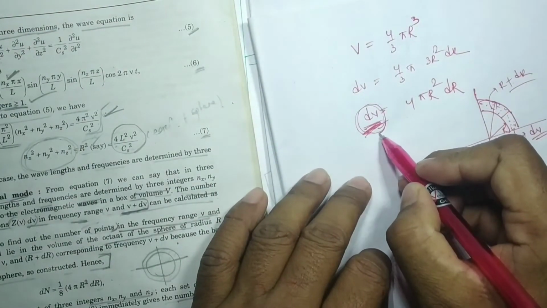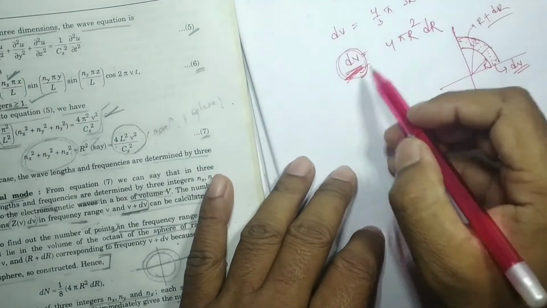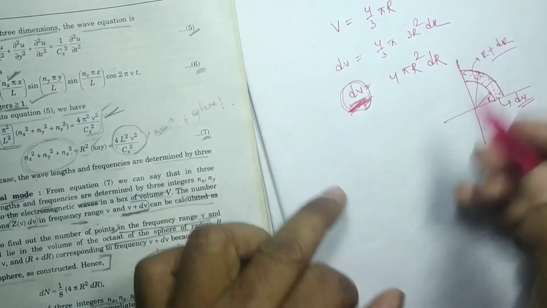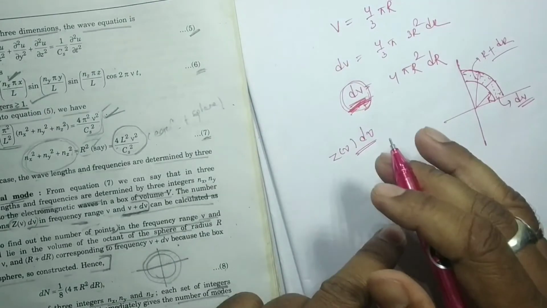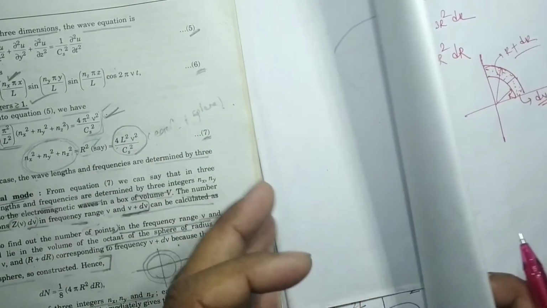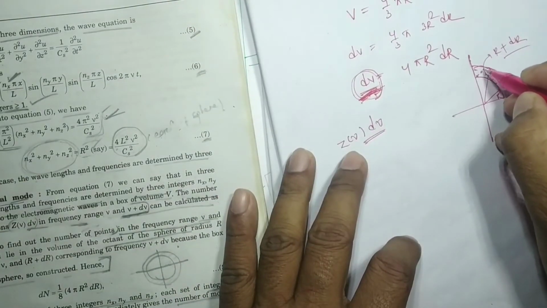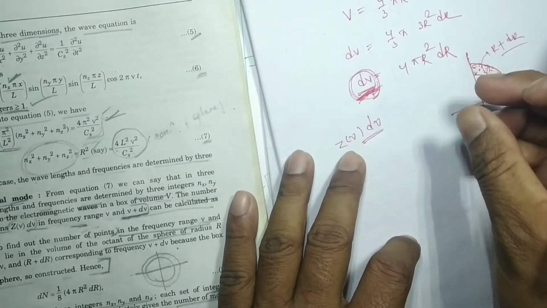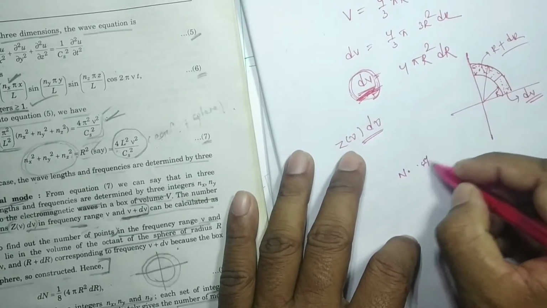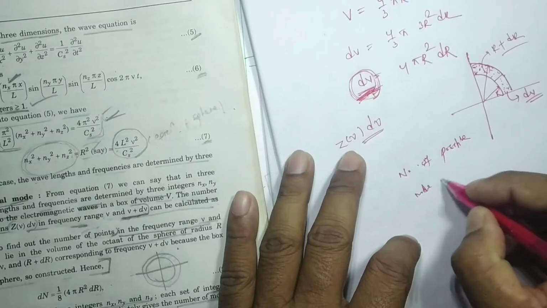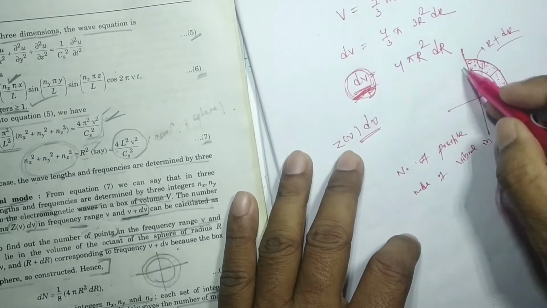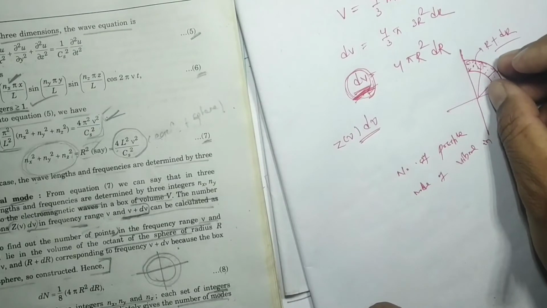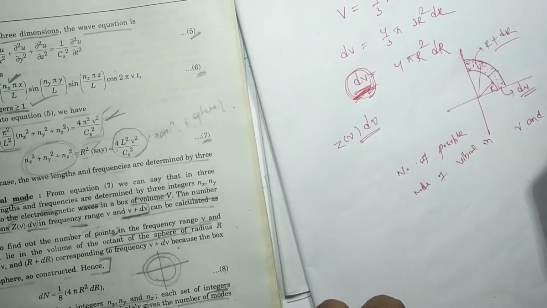Now what will be the value of this dV? It will be nothing but the so called Z mu d mu. You got my point? Because already we assumed that each and every point contains the unit volume. So whatever the volume of this element, that will represent the number of possible modes of vibration in this range, or in this radius in between R and R plus dr, or you can say mu and mu plus d mu.